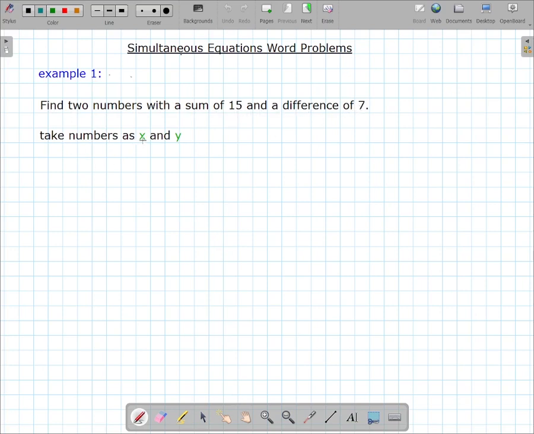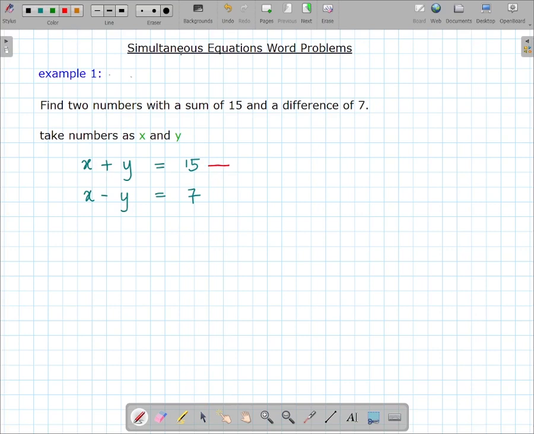Take numbers as x and y. Okay, and then we have to form simultaneous equations here. So they say sum of 15. That means the addition of these two numbers must be 15. So I write first equation, that is x plus y equals 15. Then difference of 7, that means x minus y equals 7.